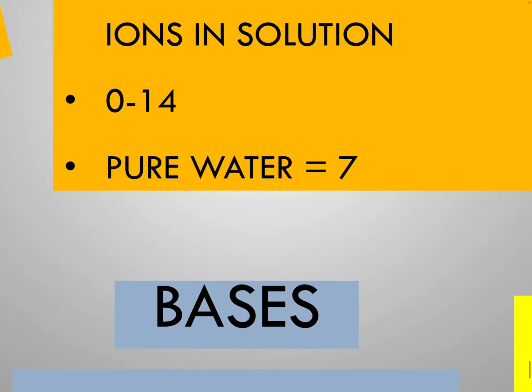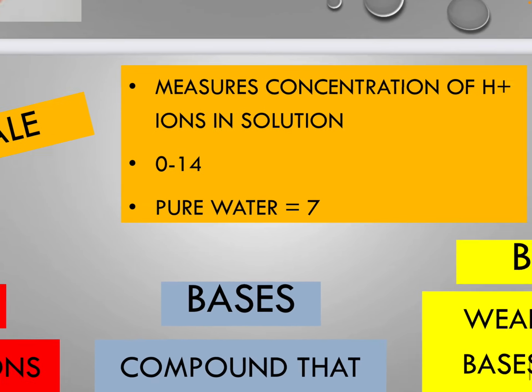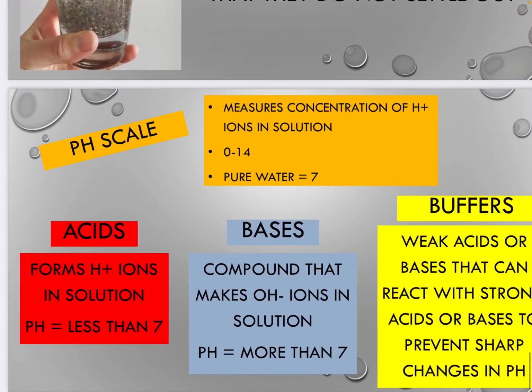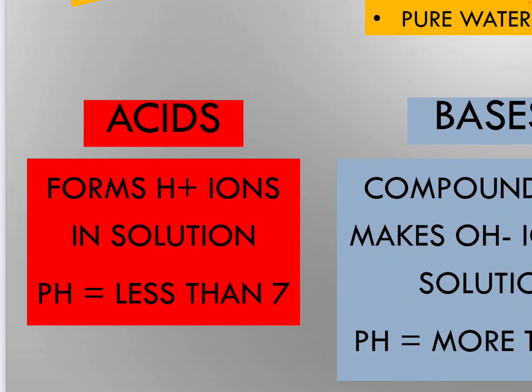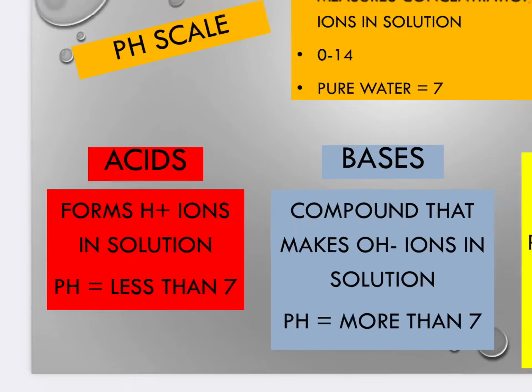Pure water has a 7 on the pH scale. Everything below that is an acid. Everything above that is a base. So acids, when you have an acid, they form hydrogen ions in solution. The more hydrogen ions, the more acidic they are. So 1 is the most acidic and 7 is neutral.